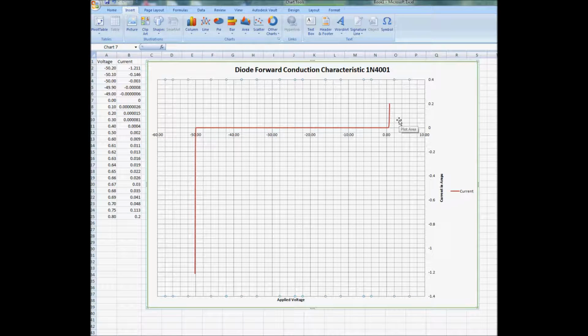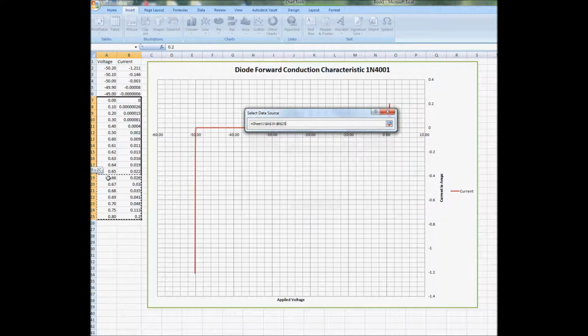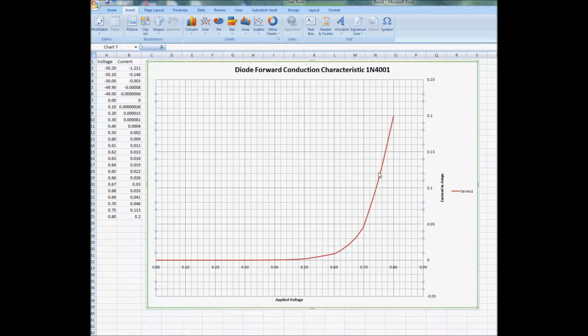And it's fine, it shows us what we want to see, the actual conduction characteristic of the diode, but the point of interest is really here, at this point here. So if we wanted to just look at that point, for example, we would select data, delete the chart data range here, and select the part that we want. So there you are, I go up there again, click OK, and you can see a much clearer look at the point of interest, which is around here.